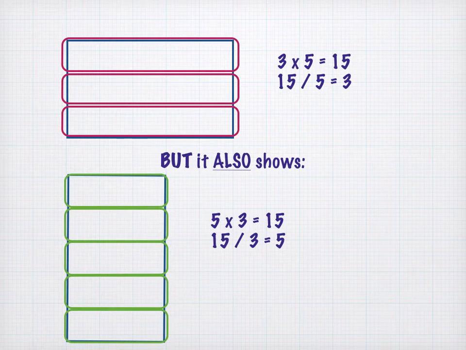So the one on the top, 3 times 5 equals 15. 15 subtract 5 3 different times. 15 divided by 5 equals 3. It also shows another fact. If we flip that array around, it shows 5 groups of 3 equals 15. It also shows 15 boxes. Subtract 3 5 different times. So 15 divided by 3 equals 5.